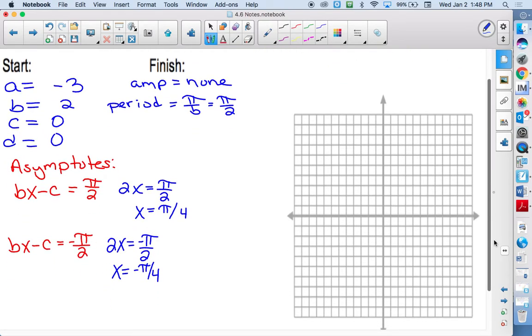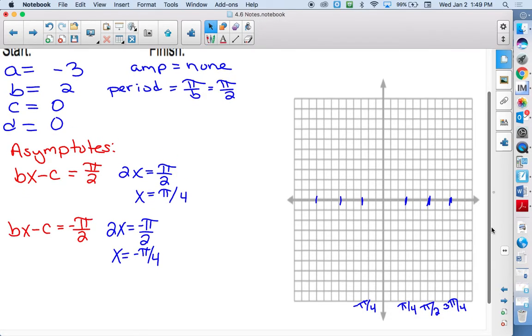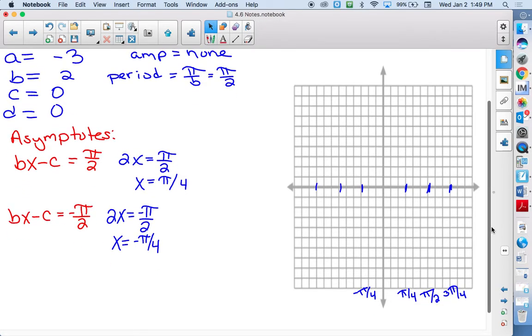So we're going to count by pi over 4. So I'm still going to go over 3 spots, but I'm now going to call that pi over 4. Go over 3 more, that's going to be pi over 2 because it's 2 pi over 4. 3 more would be 3 pi over 4. So this graph won't necessarily look any different from the first graph that we drew for tangent, but the bottom's labeled a little differently.